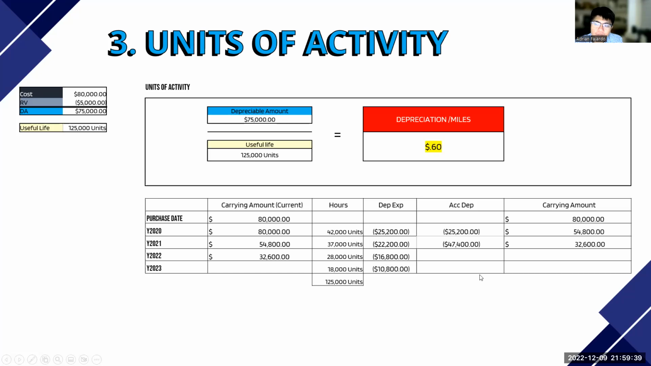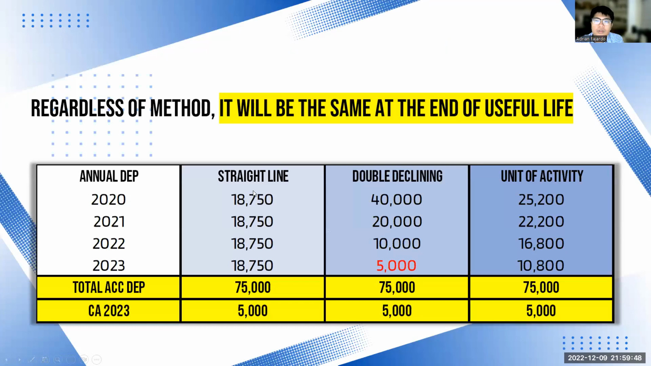And then you can solve. And then at the end, you'll be able to double check na, okay, tama. Kasi 75,000 si act dep and 5,000 si carrying amount. So these are a summary or table, but this is what I want to prove. That regardless of the method, it will have the same at the end of the useful life in terms of the total act dep. The total act dep at the end of the useful life should be equal to your depreciable amount. And that the carrying amount at the end of the useful life should be equal to the residual value of 5,000. And then nagkakaiba lang sila sa depreciation expense.